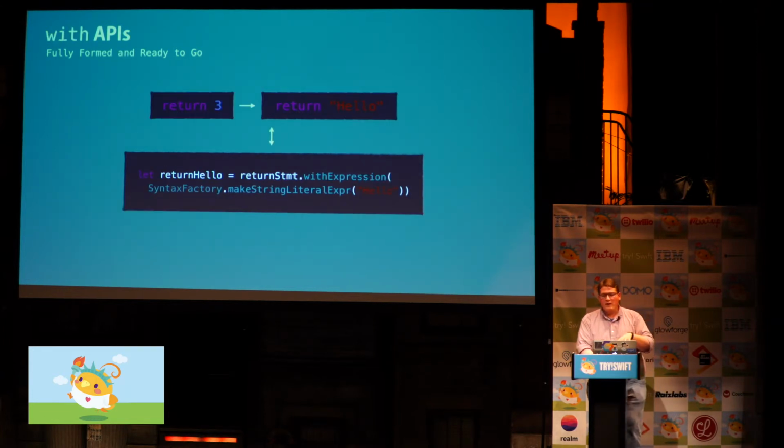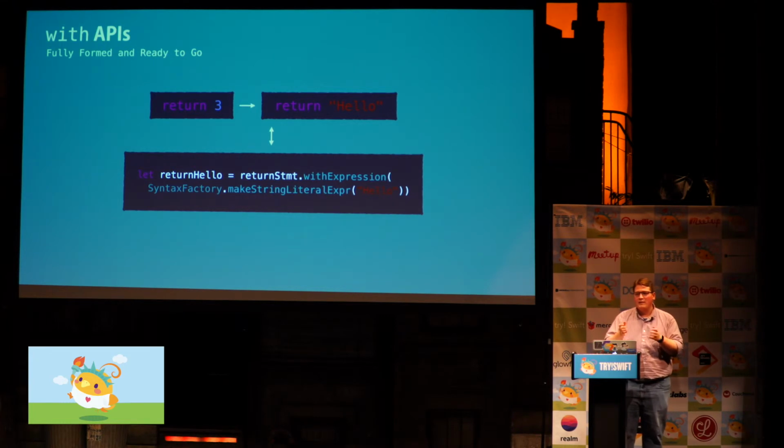So now the WithAPIs are what you use to transform nodes into other nodes. So let's say instead of returning 3, we want this statement to return hello. So we'll call this WithExpression method that says, instead of the 3 expression, I want to make a string literal expression. And then we pass in the string literal. And what that'll do is it'll give us a brand new return statement that represents a completely different source tree.